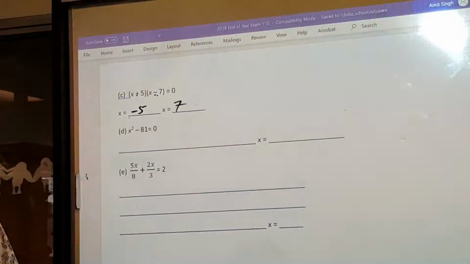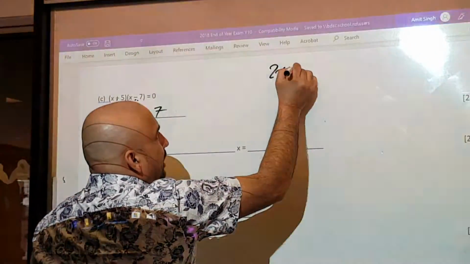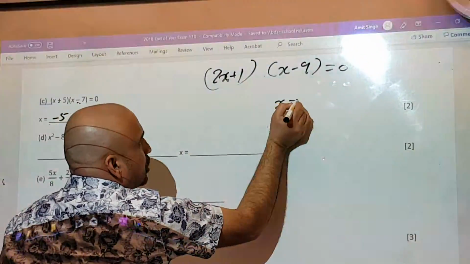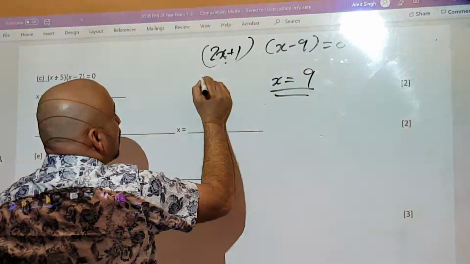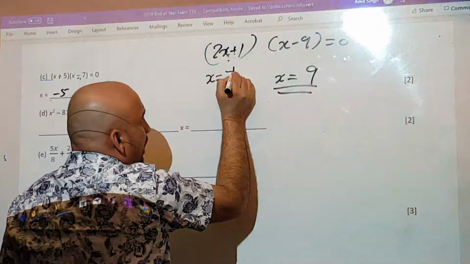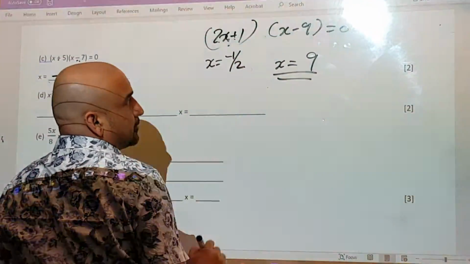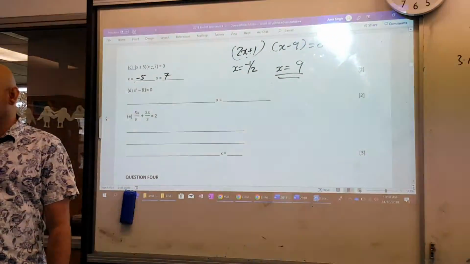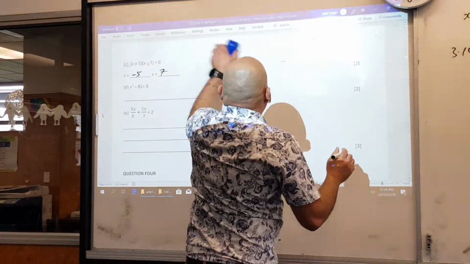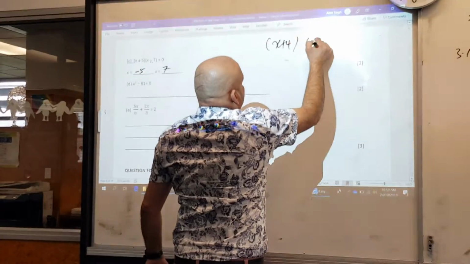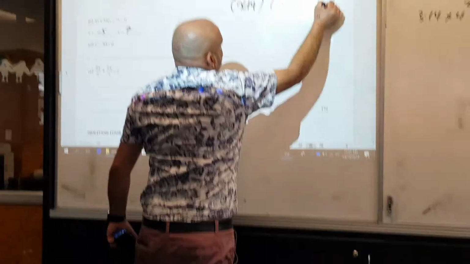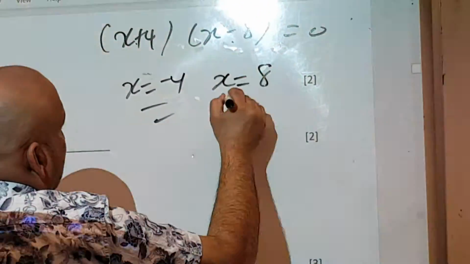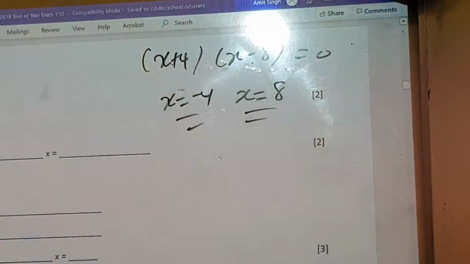Okay? If the question was 2x plus 1 and x minus 9, this is x equals 9. This one will be x equals, plus 1 will become minus 1, times by 2 will be over 2. Opposite operations again. Okay, x plus 4, x minus 8. This is x equals, plus 4 will be minus 4, minus 8 will be 8. Cool?